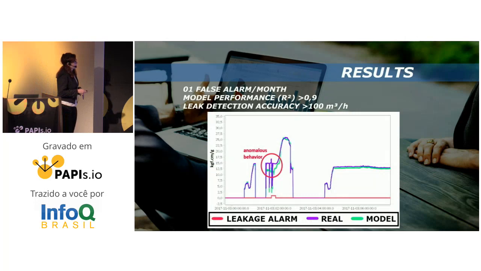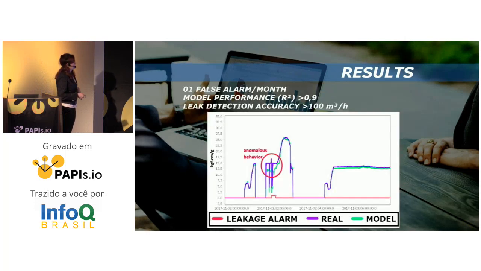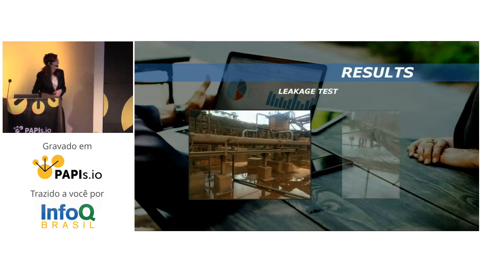And as you can see here, we have the real data and the calculations of the model, and when the system found a huge difference between these 2, model and real, it raised an alarm. So the key of the project was to know what difference would represent a true leakage. That's why we did the simulation on the pipeline.